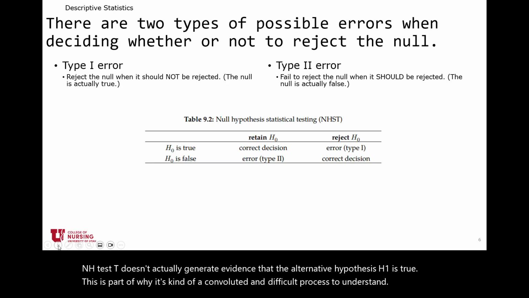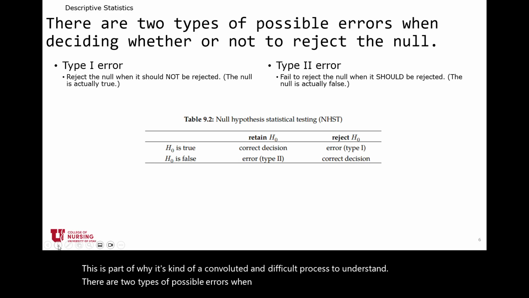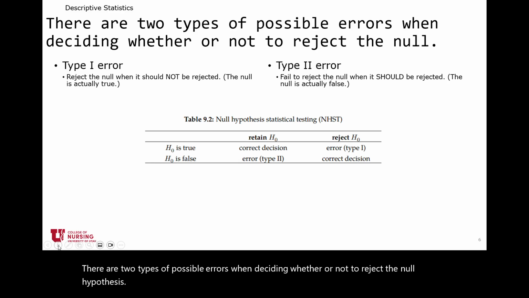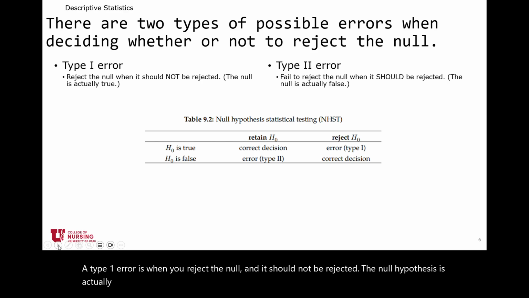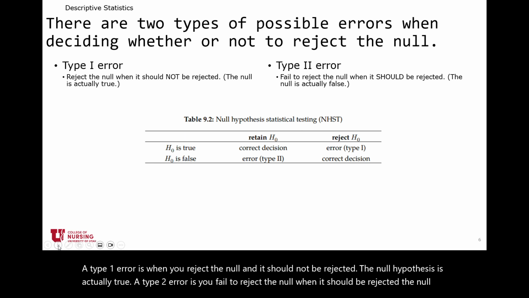There are two types of possible errors when deciding whether or not to reject the null hypothesis. A type 1 error is when you reject the null and it should not be rejected. The null hypothesis is actually true. A type 2 error is you fail to reject the null when it should be rejected. The null is actually false.